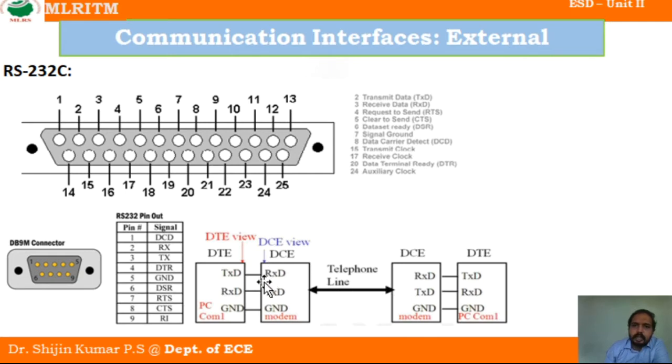So here you see data terminal equipment, DTE. It is connected to a modem. The transmitter is connected to a receiver, and the receiver is connected to the transmitter, and ground is there. The transmitted signal will be received by the modem and transmitted, and again the received signal is given to the next transceiver. So this is the operation that is happening in RS-232.